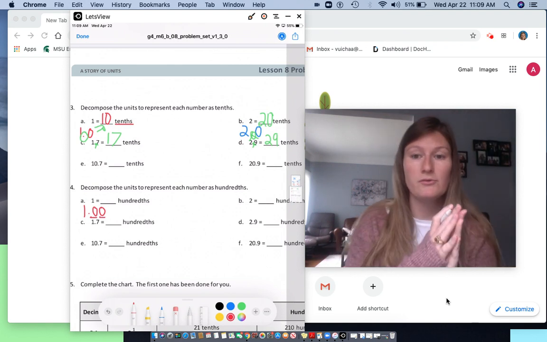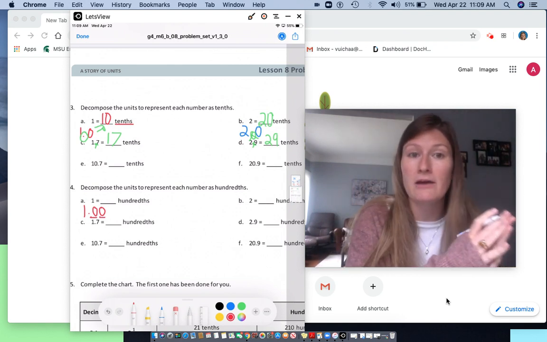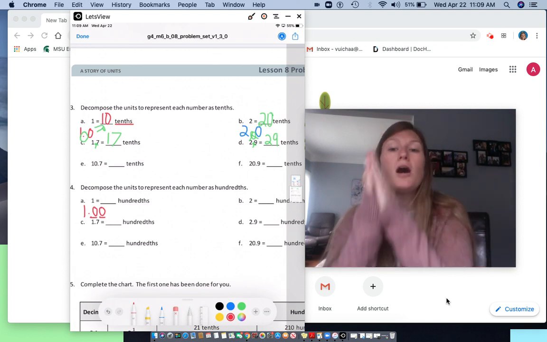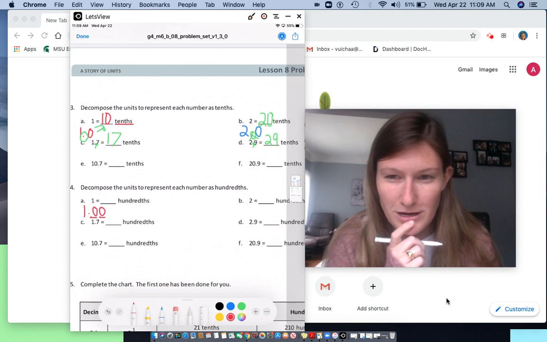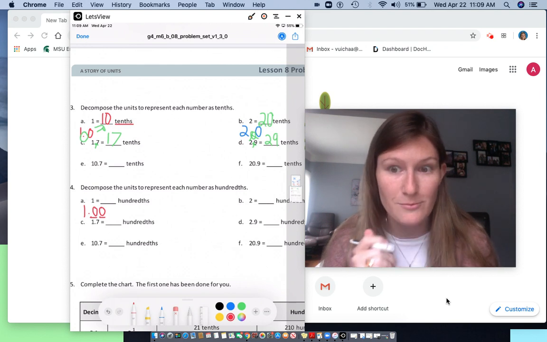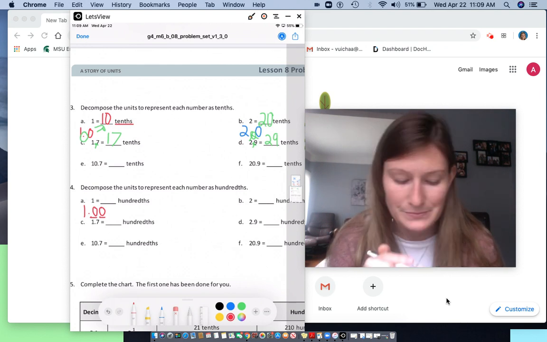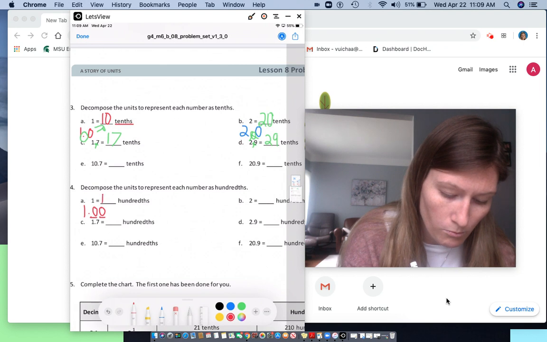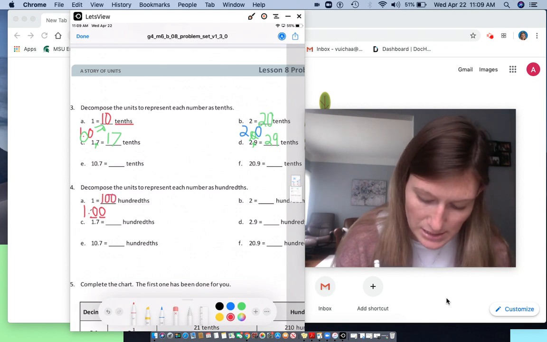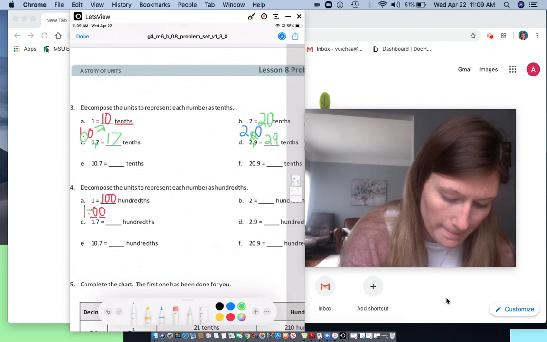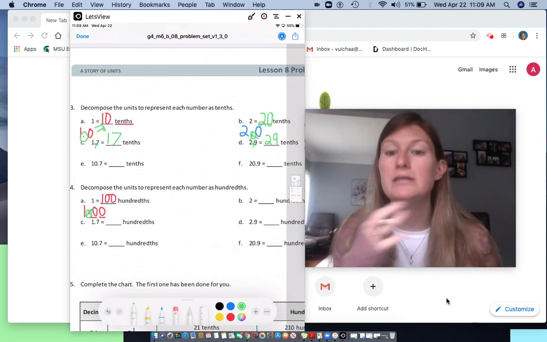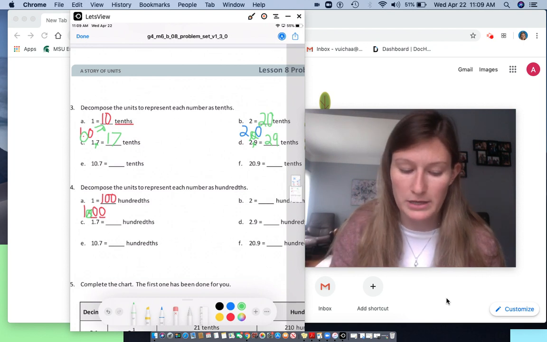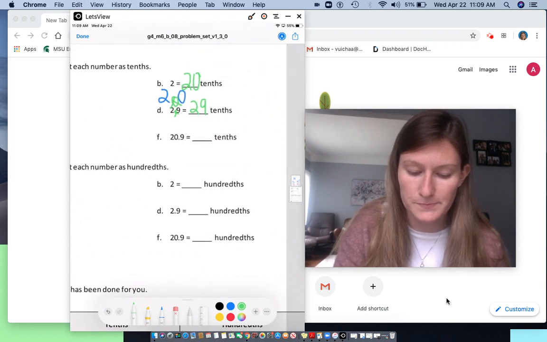Okay, so whenever we're trying to talk about the hundredths, you have to have all the digits all the way to the hundredths place. So again, what do you think our answer is going to be? So 1 equals how many hundredths? 100. Because if you take away that decimal, you have your answer right there. 100 is 100.